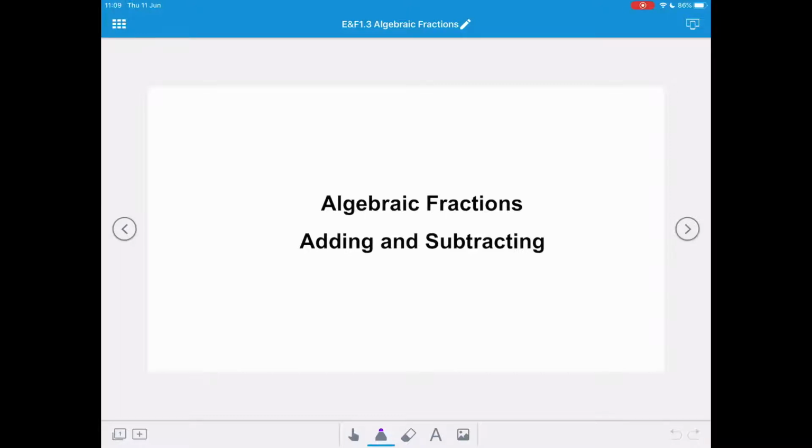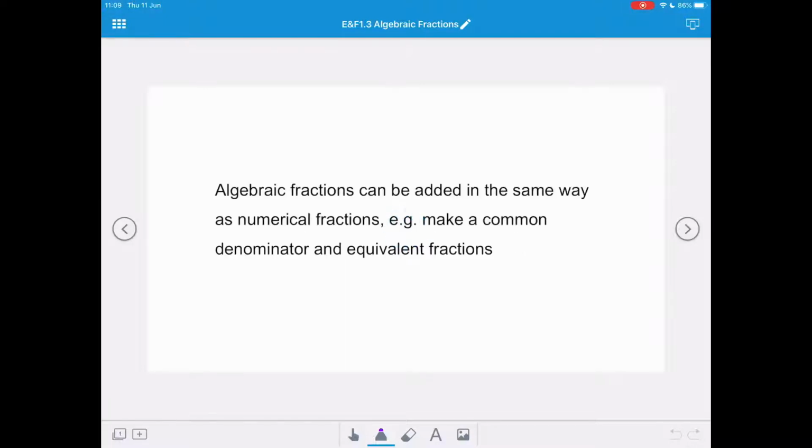So we're now going to look at adding and subtracting algebraic fractions. Algebraic fractions can be added in the same way as numerical fractions. In other words, we need to make a common denominator and then make equivalent fractions. We can do this by scaling our fractions, or we can use the kiss and smile method.